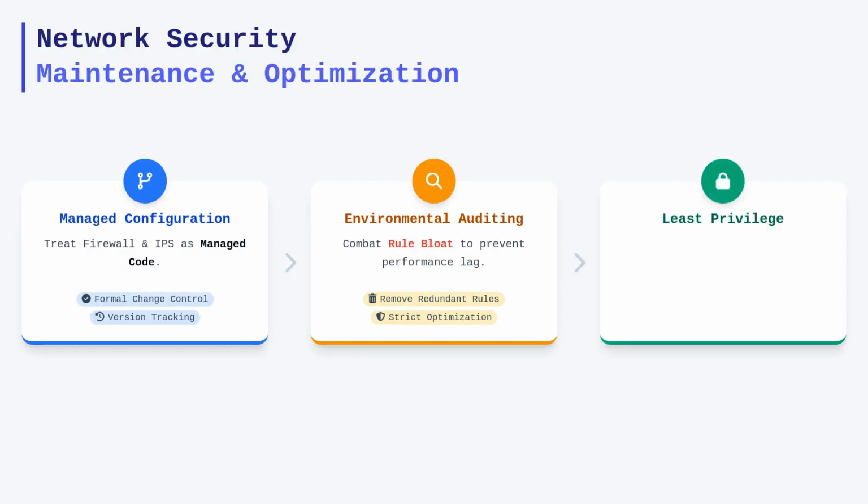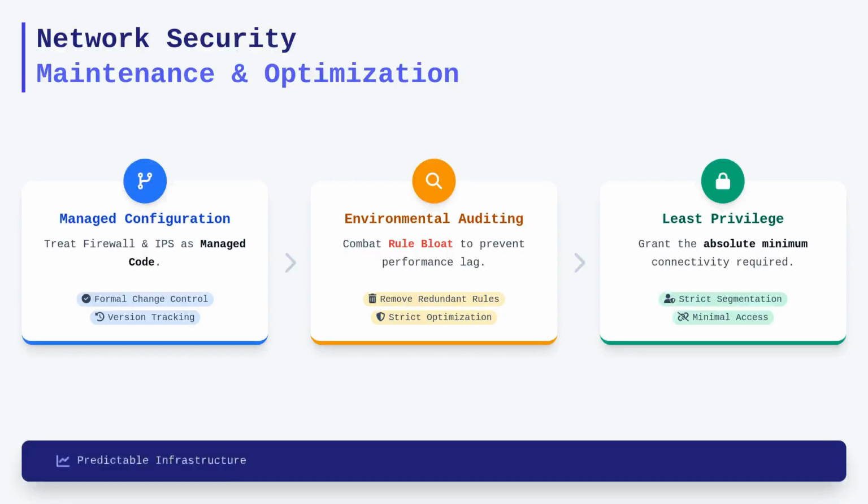Always favor the principle of least privilege, ensuring that every service, application, or segment is granted only the absolute minimum amount of connectivity required for its function. When you maintain a clean, well-documented rule set, your infrastructure remains predictable, easier to diagnose during incidents, and significantly more difficult for an adversary to navigate clandestinely.